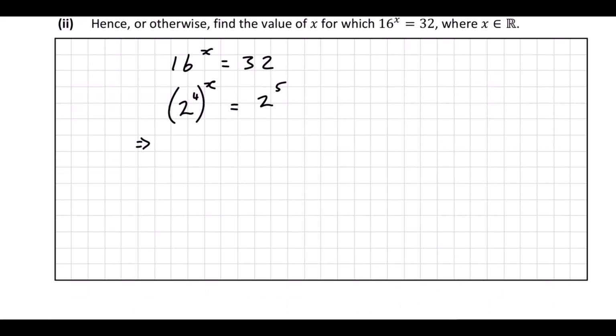So by our laws of indices here, we can multiply these two powers. So that's just 2 to the power of 4x, and here we got 2 to the power of 5. So when you have 2 to the power of something is equal to 2 to the power of something, we can just equate those two powers. So in other words, 4x is equal to 5, or x is equal to 5 over 4. And that's it. That's all we had to do for that question.